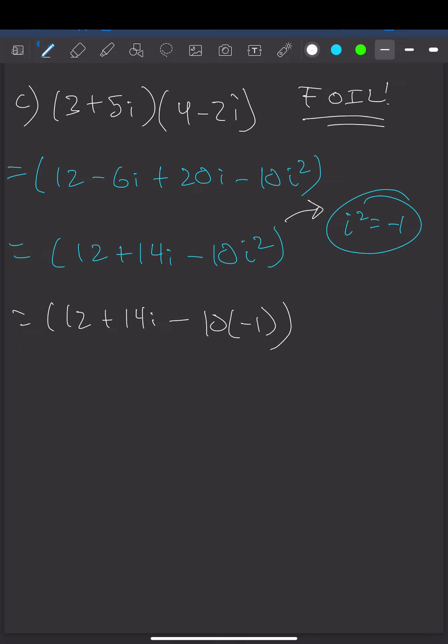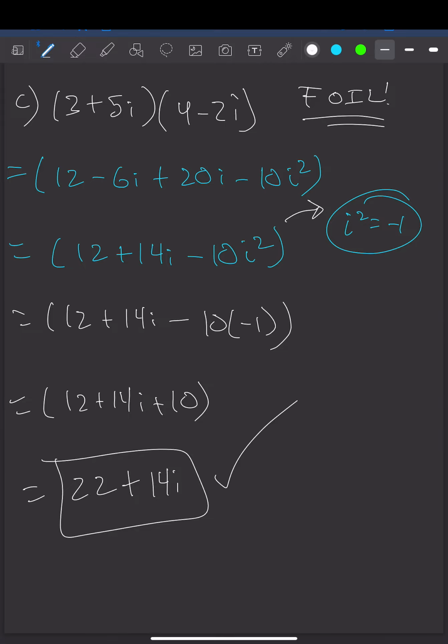So now you have 12 plus 14i plus 10, because you have a negative here and another negative there. So negative here, so that turns into positive. So when you combine the terms again, your final answer should be 22 plus 14i. That's your final answer.